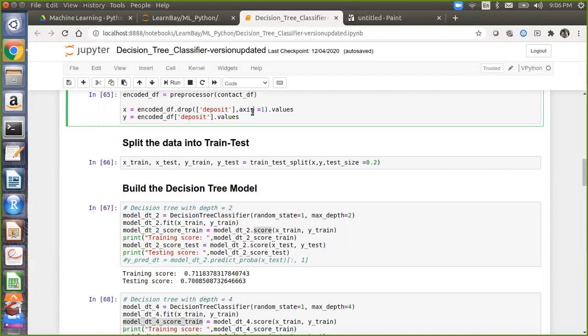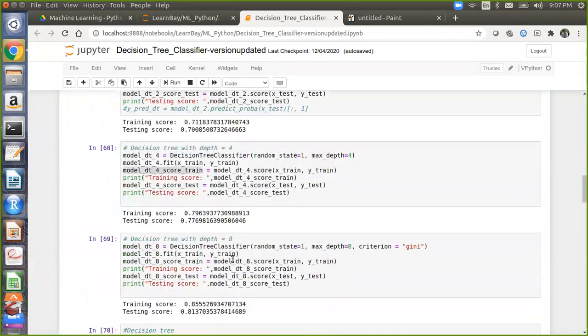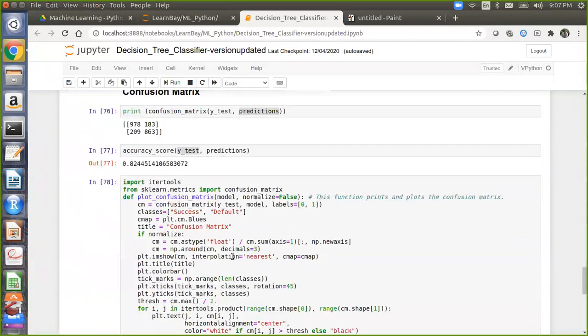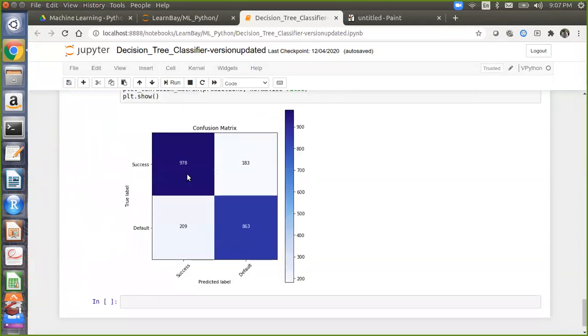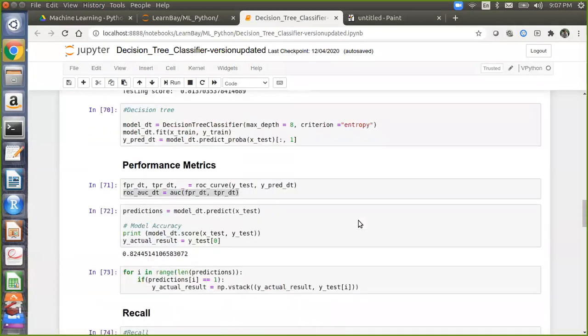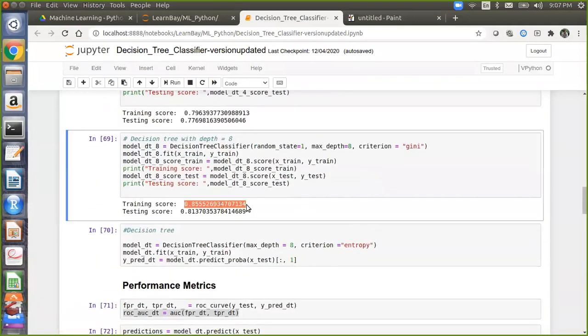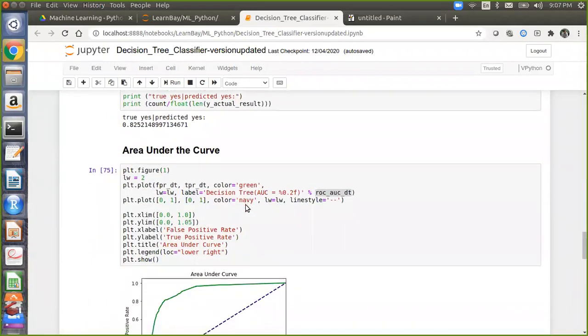No, score and accuracy will always be equal. This score is nothing but the calculation of this confusion matrix. 978 plus 863 divided by 978 plus 183 plus 209 plus 863, into 100, will give you this number, 85, or whatever accuracy the model has calculated.